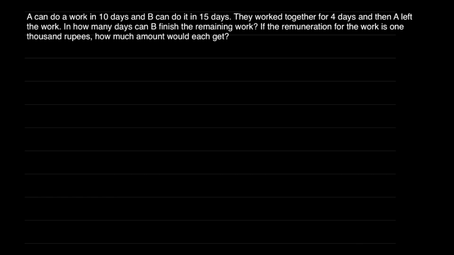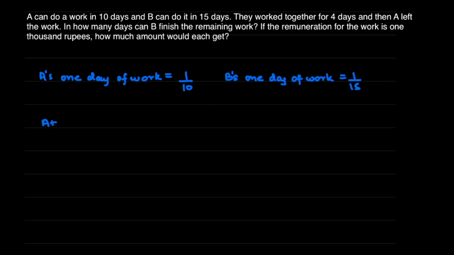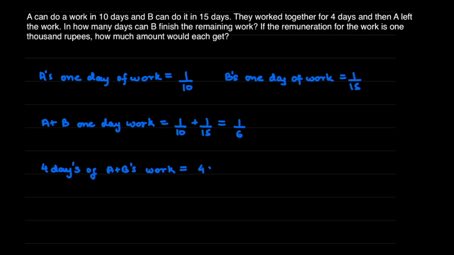So let's start. A's 1 day of work is 1 by 10 and B's 1 day of work is 1 by 15. So A and B together can do in 1 day 1 by 10 plus 1 by 15. That comes out to be 1 by 6. So now, following the narrative that has been given in the question, they work for 4 days. So let's see how much work has already been done in 4 days together. And that would be 4 into 1 by 6, and 1 by 6 is 1 day of work. So that is 2/3. So remaining work would be 1 minus 2 by 3, and that is 1/3 of the work that is still left.